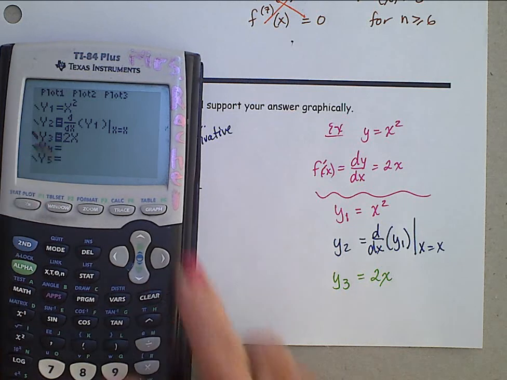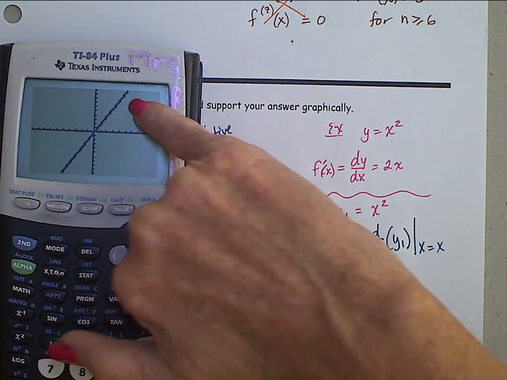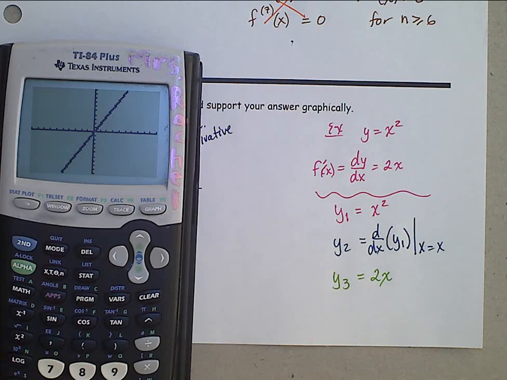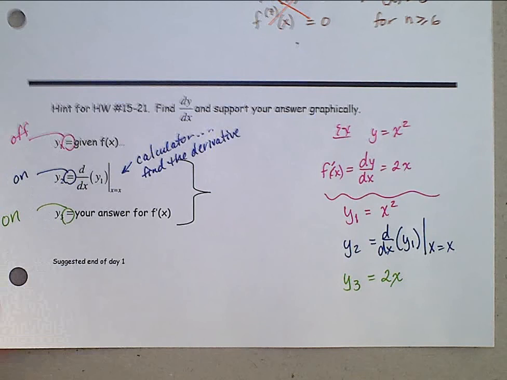All right, now graph. So here's the first one. This is your calculator figuring out the derivative. And there's the second one. And the reason I made it thicker, did you see it? You could see it graph right on top. Right on top. And that's what you're looking for, that these two graphs should be exactly the same.